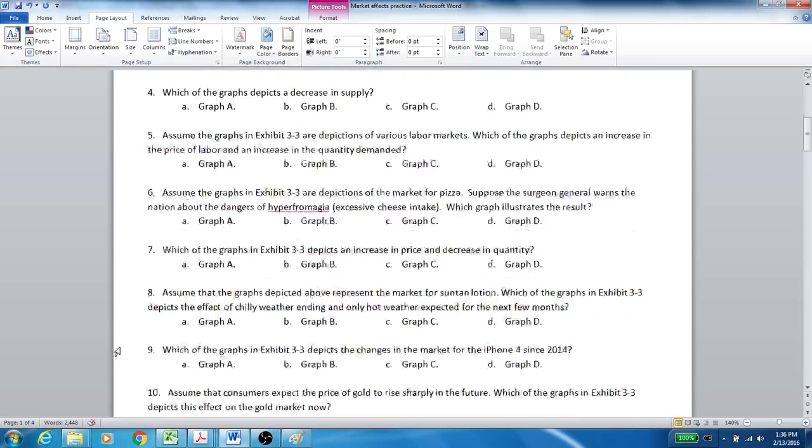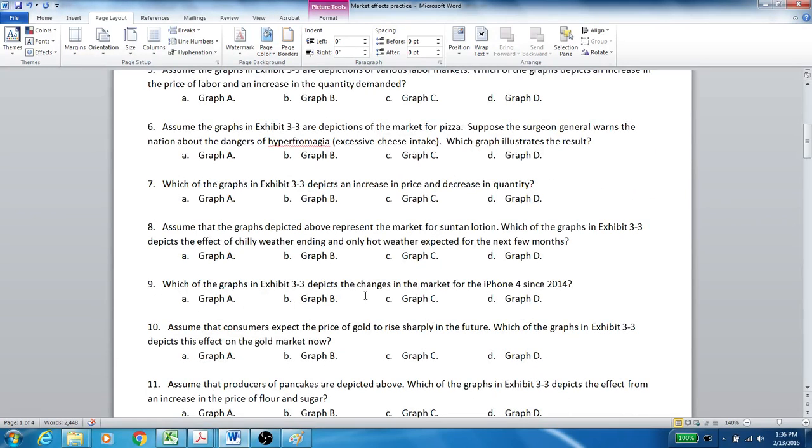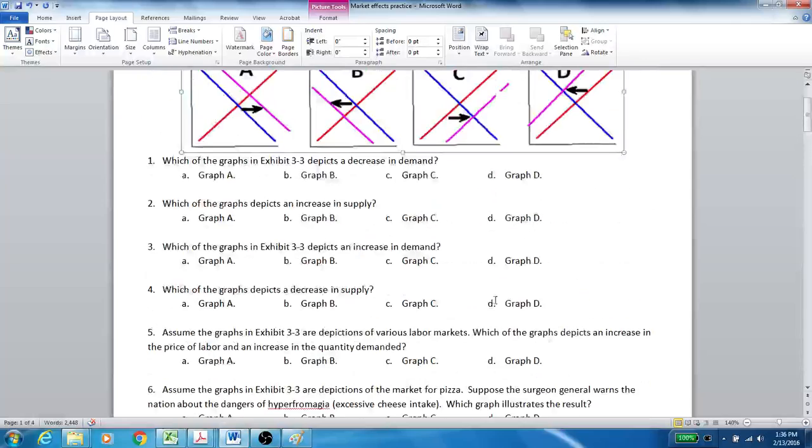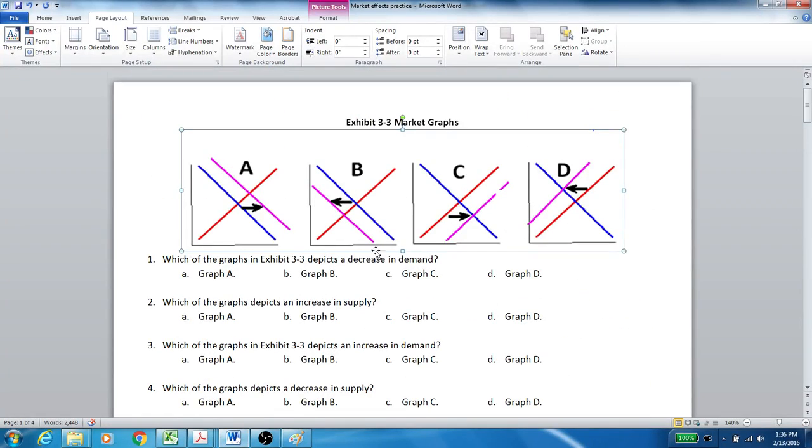Number 9. Which of the graphs depicts the change in the market for the iPhone 4 since 2014? Well, after 2014, there were better iPhones than the iPhone 4, so there was a decrease in demand for the iPhone 4, and that's the decrease in demand graph, B.